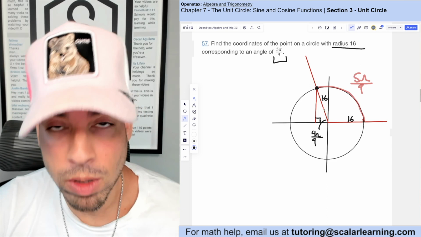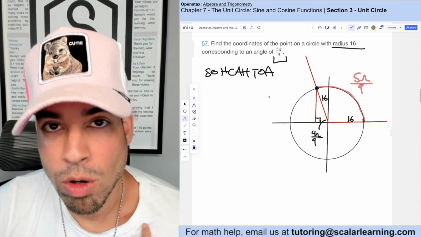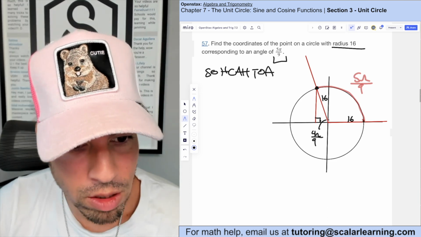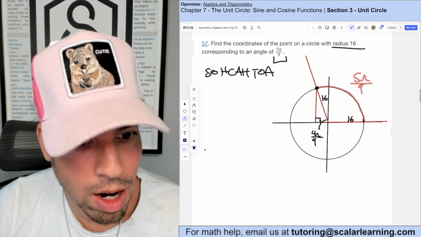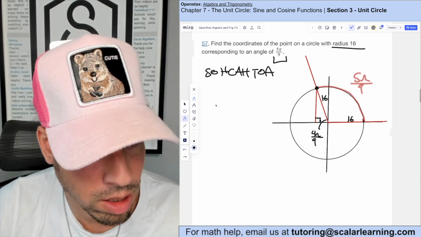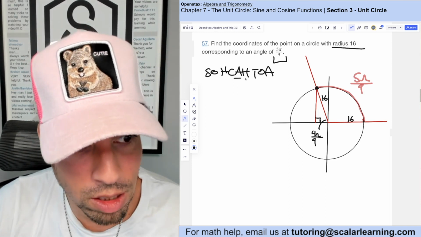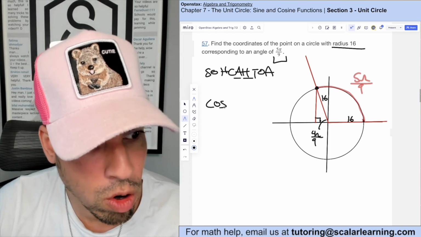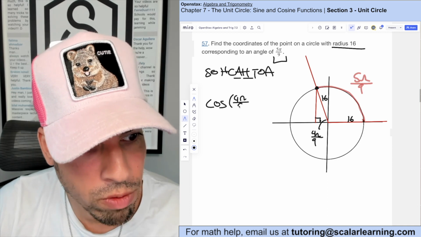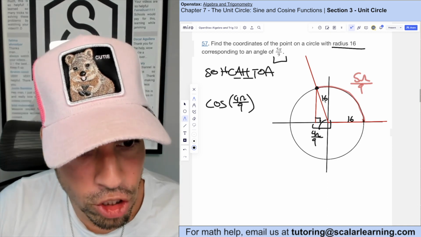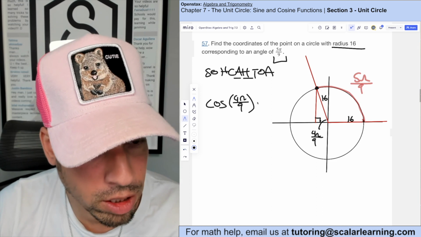This right here is enough to use trigonometry to find the coordinates. So now I'm going to show you how, and we're going to have to round, of course. Using SOHCAHTOA, we're going to choose an appropriate function to find either this side or this side. It doesn't really matter. I'm going to start with cosine of this angle, okay? Cosine of an angle is equal to the adjacent side over the hypotenuse. So cosine of 4 pi over 9 is going to equal this adjacent side over the hypotenuse. We'll call the adjacent side x.